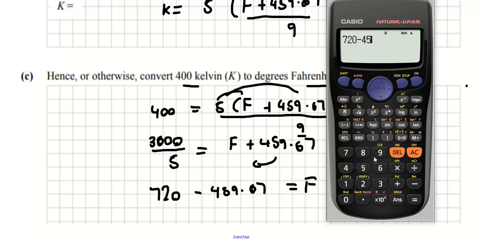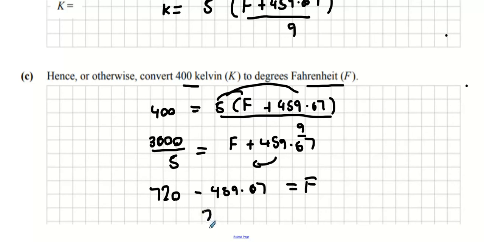720 take away 459.67 is now equal to 260.33, and that is your Fahrenheit measurement.